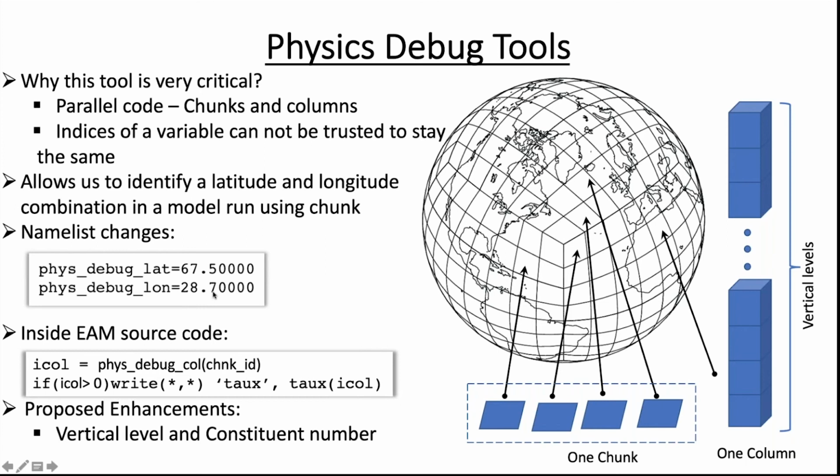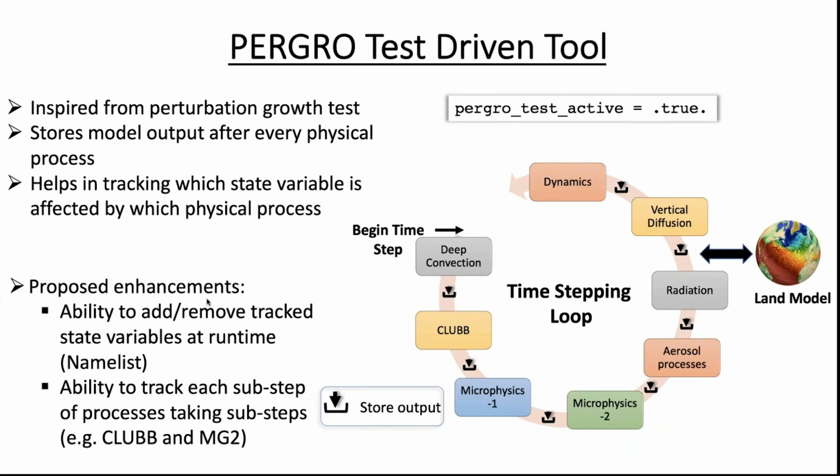And this is very useful because even if you change the PE layout, like the processor layout, and the chunks and columns are redistributed, this will stay the same. So even with different PE layouts, you can print the values at the same lat-lon. But then you need to know that lat-lon, and the way to know the lat-lon is using this PERGRO test driven tool.